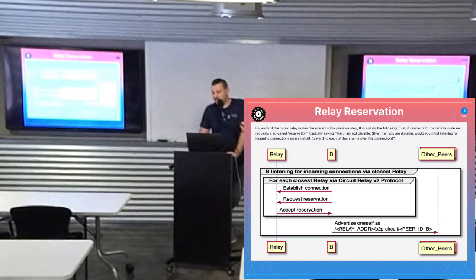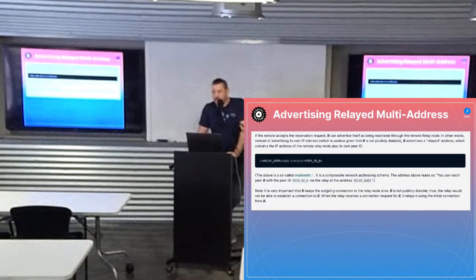But the thing that they're actually advertising to the network is the relay's address, right? So the multi-address, or the machine's actual IP address, is hidden from the rest of the network. And basically, if the remote accepts the reservation request, then B can advertise itself as being reachable through the remote relay node. That's basically what I just said.